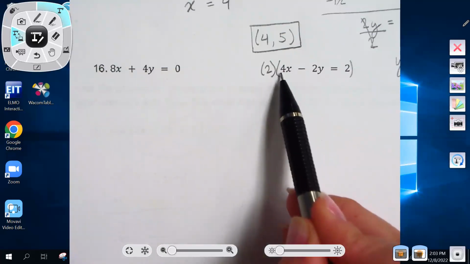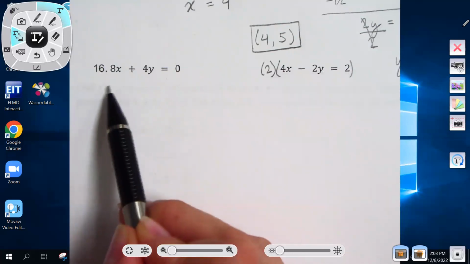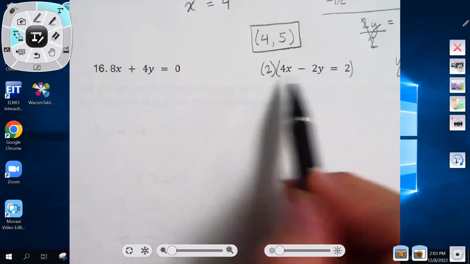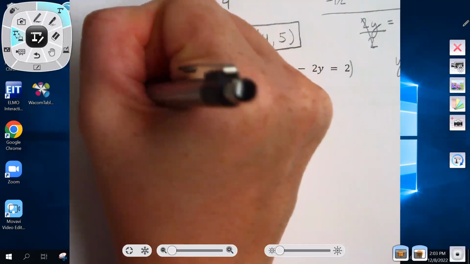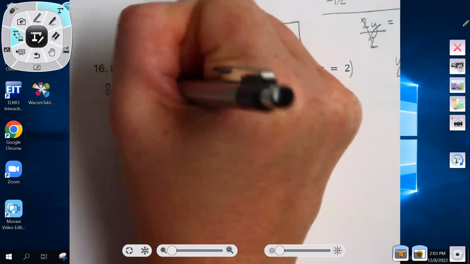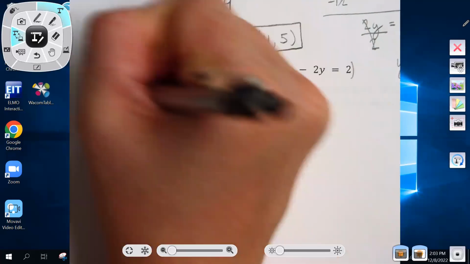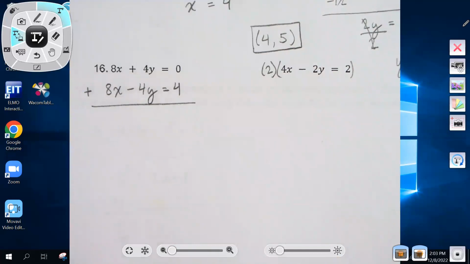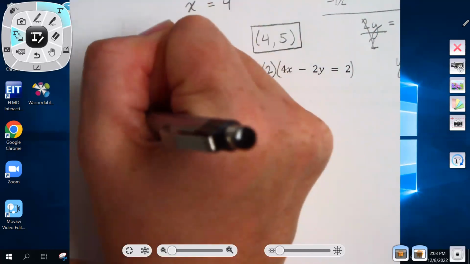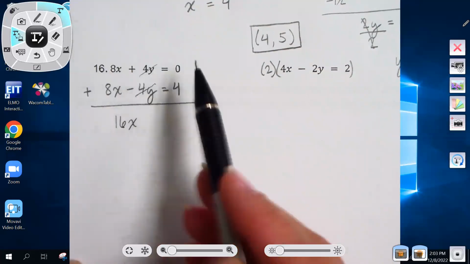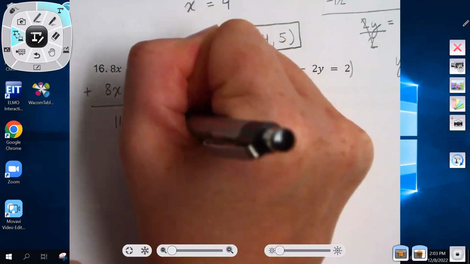Okay, so I'm going to multiply this equation by 2. When I do that, I'm going to go ahead and write it below this one. That way they're ready to be combined. So I get 8x minus 4y equals 4. Combine these, we get 16x. The y's cancel, equals 4.